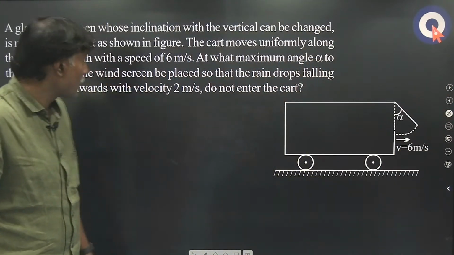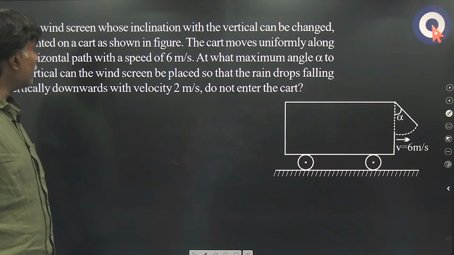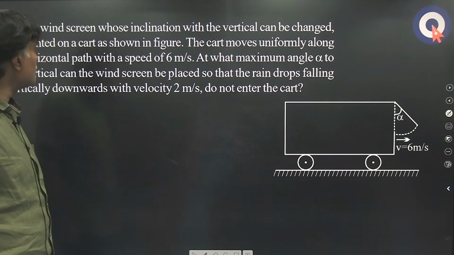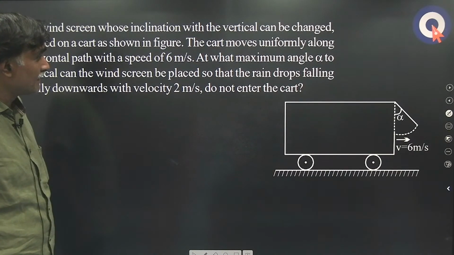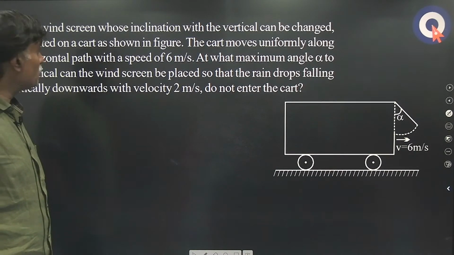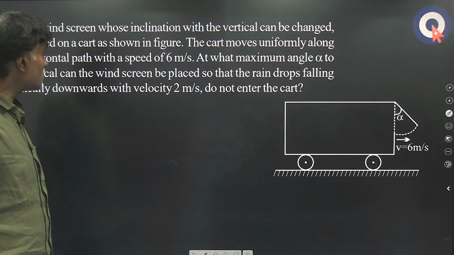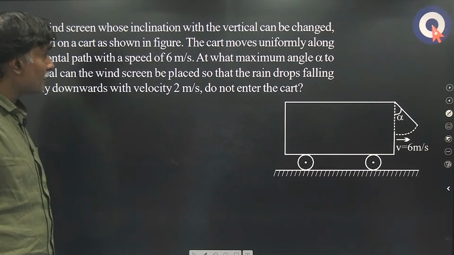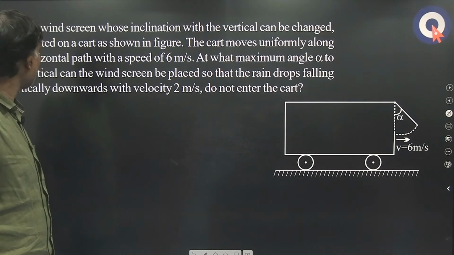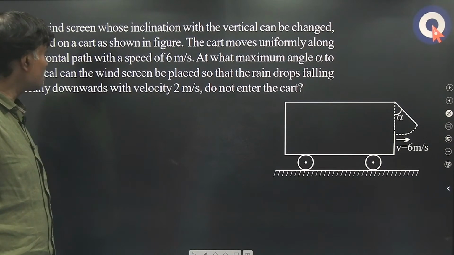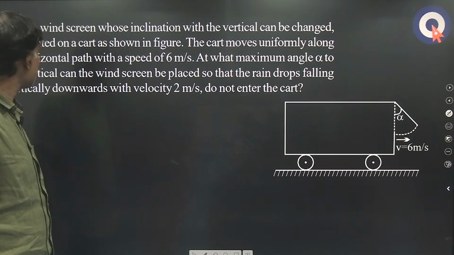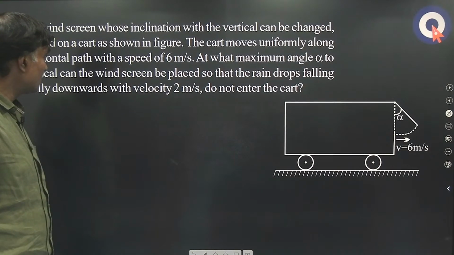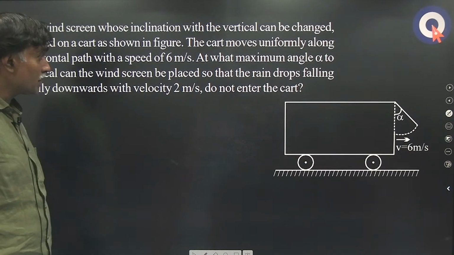Next, this question. A glass windscreen whose inclination with the vertical can be changed is mounted on a cart as shown in the figure. The cart moves uniformly along the horizontal path with a speed of 6 meters per second. At what maximum angle alpha to the vertical can the windscreen be placed so that raindrops falling vertically downwards with velocity 2 meters per second do not enter the cart?